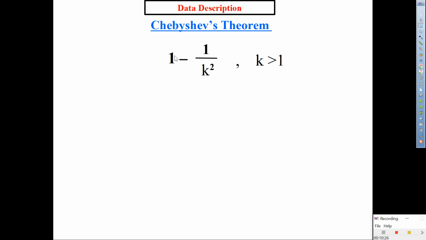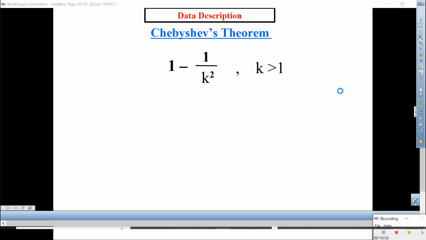Chebyshev's theorem states 1 minus 1 over k squared gives us the percent of that curve that we just said, which is not a normal curve. It doesn't matter the shape. That's the distribution that he gives. And k has to be greater than 1. That means that he doesn't go with the first standard deviation. He goes beyond that, more than 1.